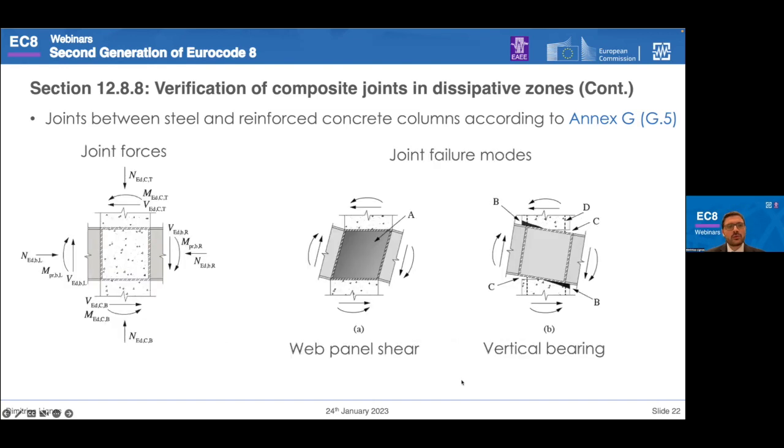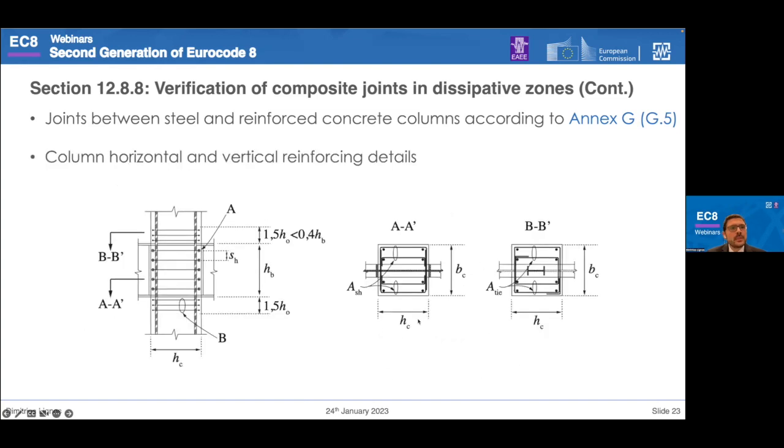And also the annex, and this section G5 demonstrates what would be the joint forces that the joint should be designed for, as well as provides expressions where the joint failure modes, including web panel shear as well as vertical bearing, are explicitly quantified with equations that essentially allow one to design the joint explicitly.